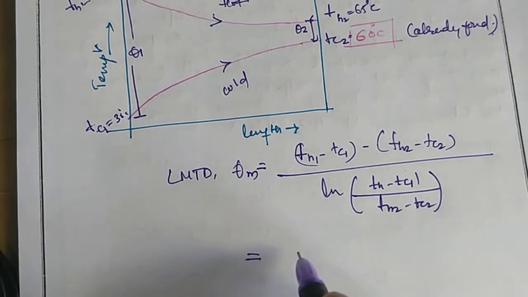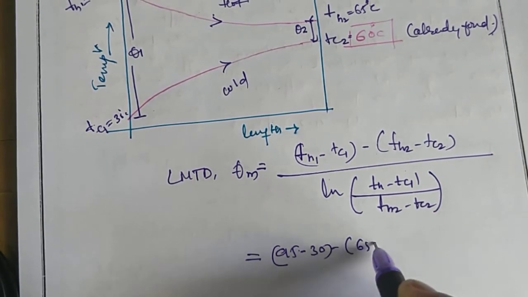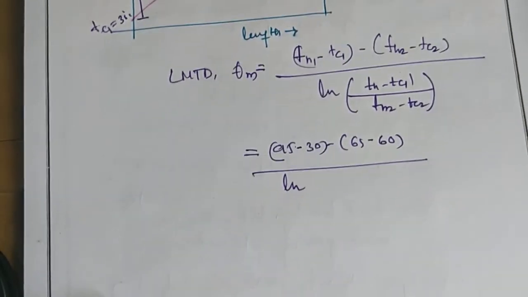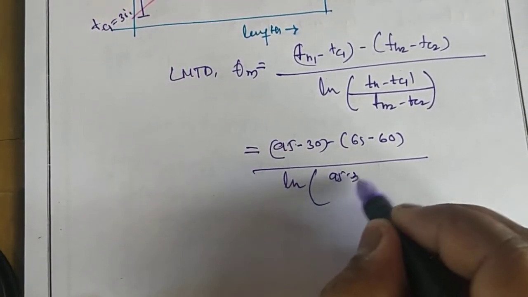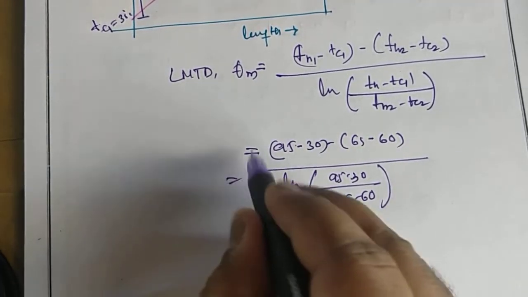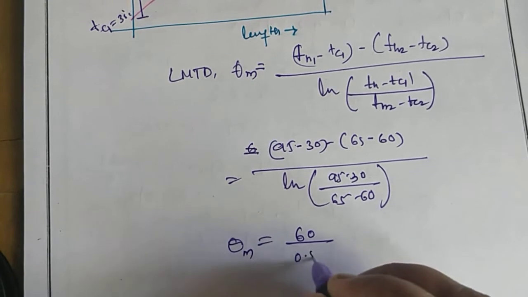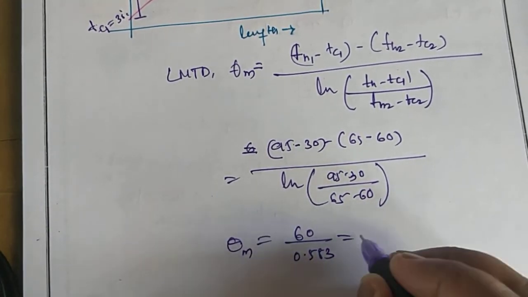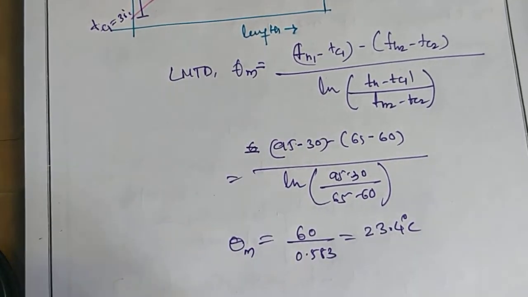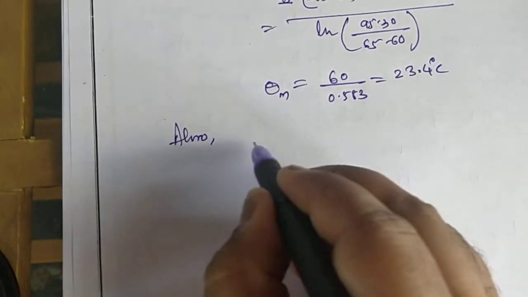So substitute the values: 95 minus 30 and 65 minus 60. Okay, and ln of (95 minus 30) divided by (65 minus 60). Take all the calculation part, and this value becomes 60 divided by 0.583. Numerator and denominator simplify, you will get 23.4 degrees centigrade.